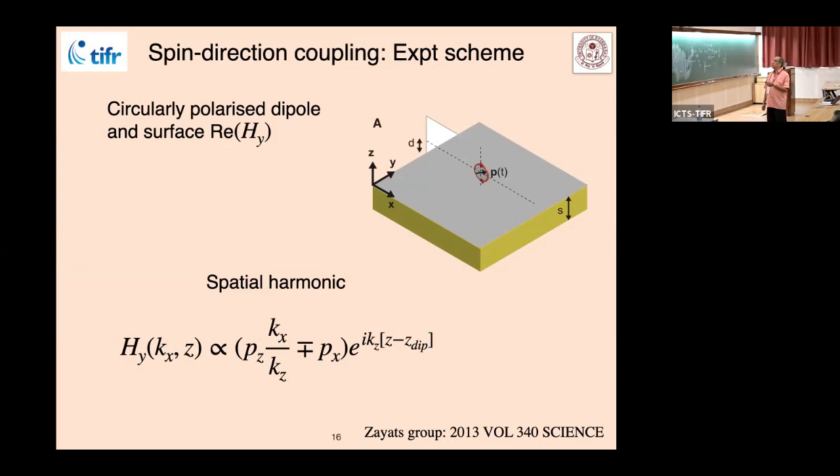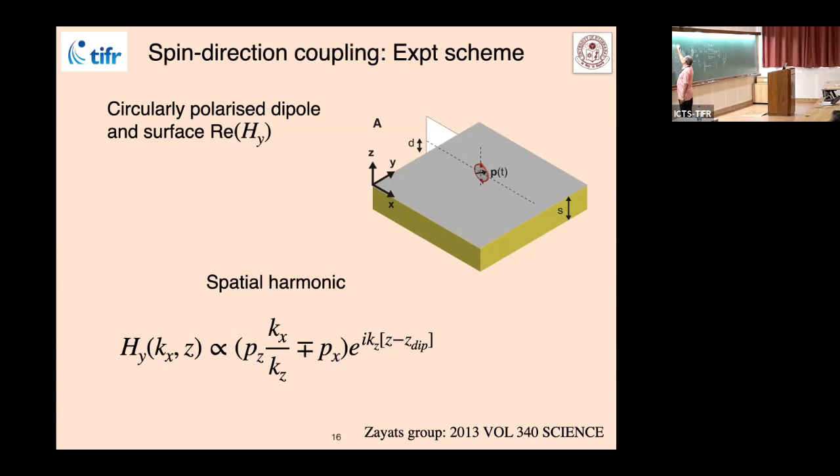This kind of dipole you can excite by sending circularly polarized light almost at grazing incidence. So almost near the surface, you send light, and it will polarize the dipole with either right circular or left circular polarization. If you do that, this Hy, what I've written down, is just the Fourier transform of H, which you can write as a function of kx, x and y.